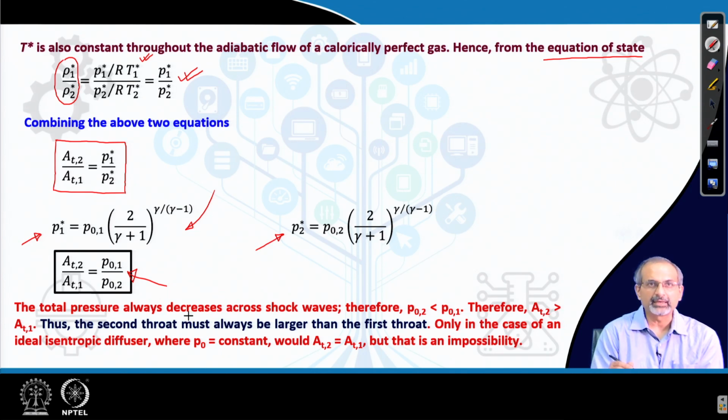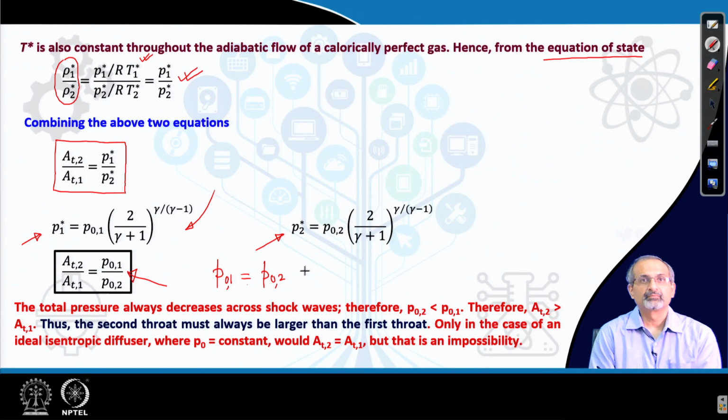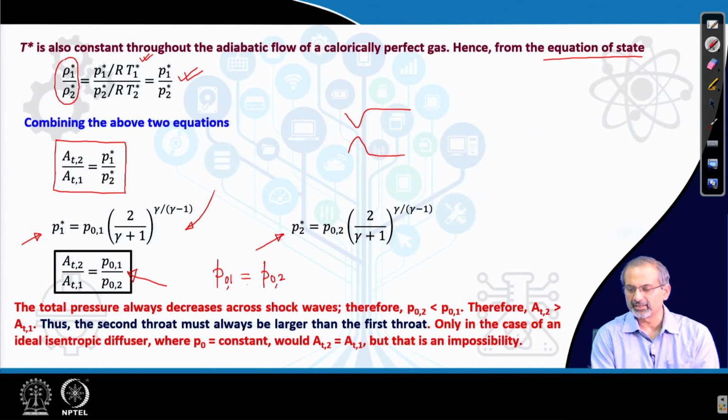Now, in an ideal loss-free case, P naught 1 is going to be equal to P naught 2. There are no losses, there are no shocks, and therefore the stagnation pressures are conserved. So the flow nicely isentropically expands, turns supersonic, and again you can take it through a supersonic diffuser, it will again turn back to sonic condition and become subsonic, but that is in a loss-free world.